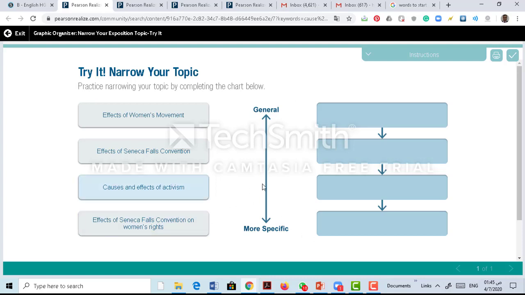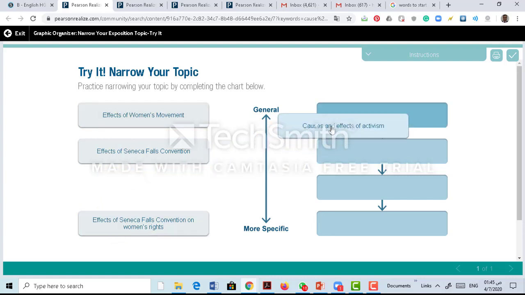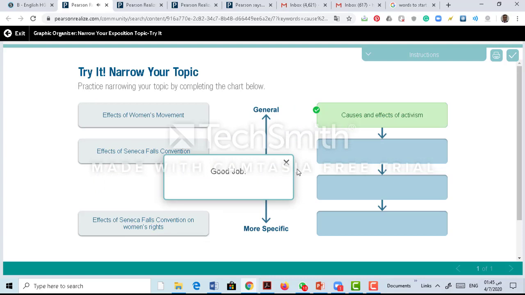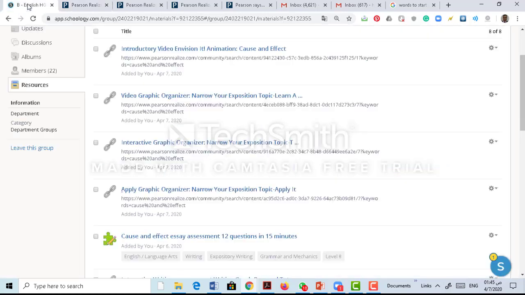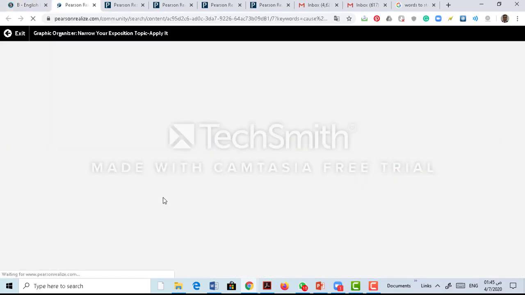I think here the most general topic is this one, causes and effects of activism. So on your own, I want you to continue this list. Feel free to open this page through the link, or if you log into Pearson Realize, you will find them assigned to your class. Okay. Next, the next link will take you to Apply Graphic Organizer. In this graphic organizer, you will type yourself.